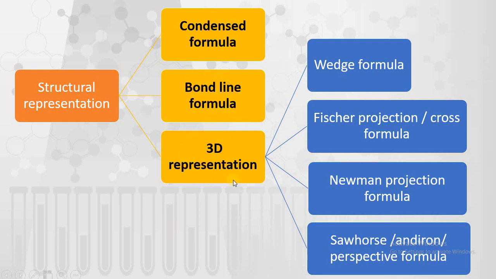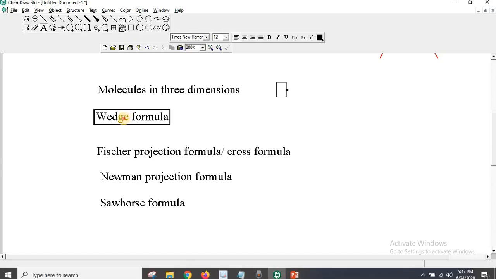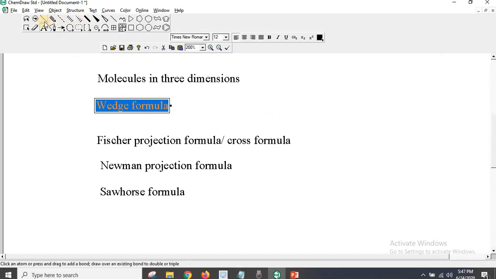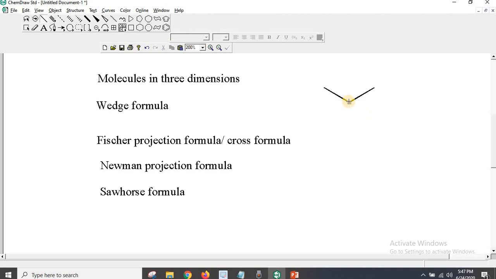Now we are going to see how the three-dimensional representation, the wedge formula, is given. This is very important. In the wedge formula, as I have told you, if I simply draw this molecule here, this carbon is sp3 hybridized. Put some names here: A, B, D and E. This is the central carbon atom, so around this central carbon atom there are four different bonds in tetrahedral positions.